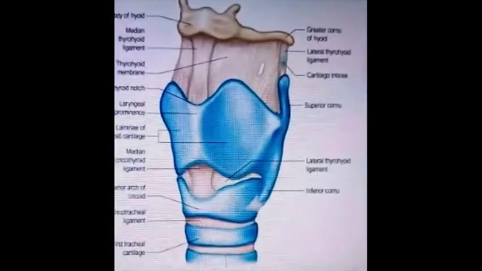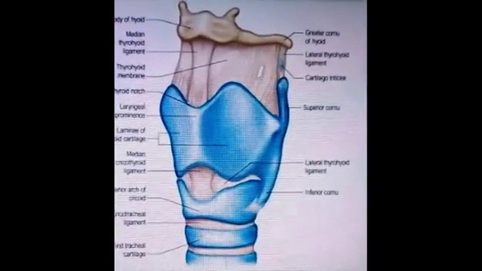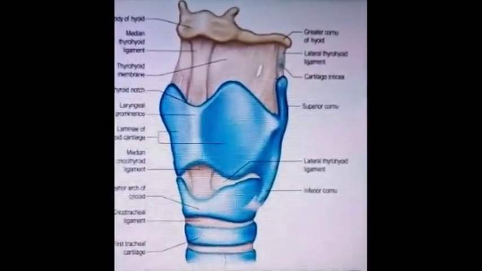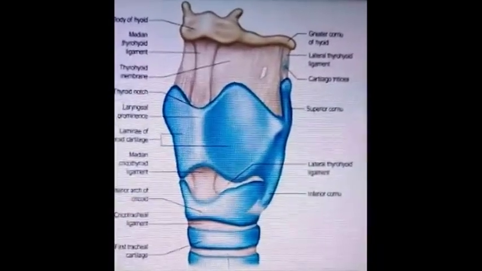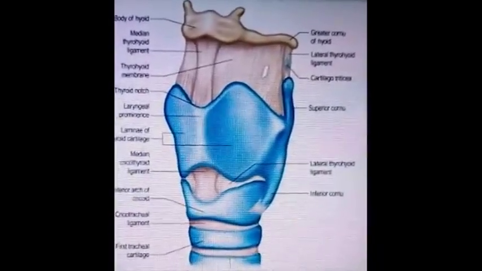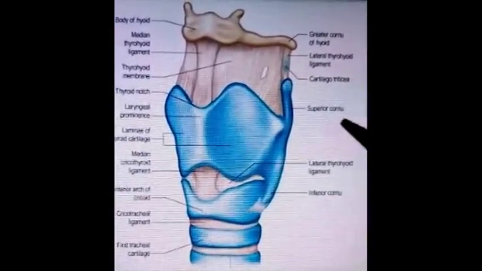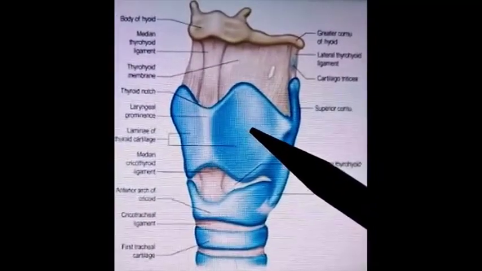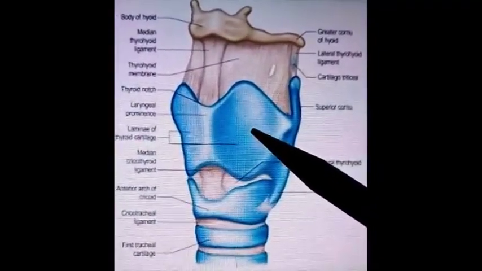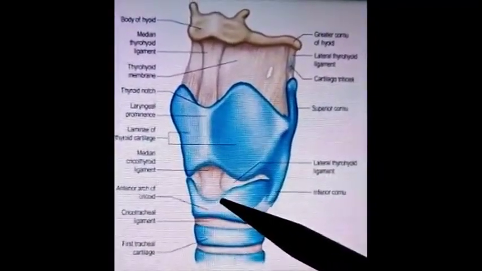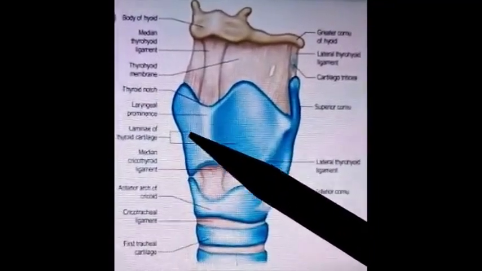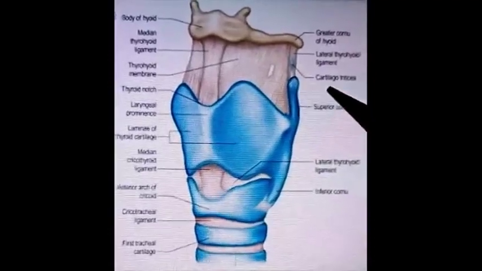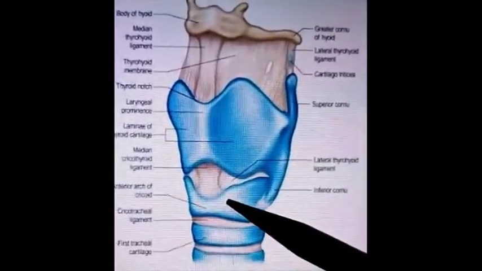Hello students, today we will continue with the discussion of structure of the larynx. Yesterday we discussed the cartilages of the larynx. The larynx has one larger cartilage known as thyroid cartilage, which is present anteriorly as well as laterally, and is deficient posteriorly. Second cartilage is cricoid cartilage.